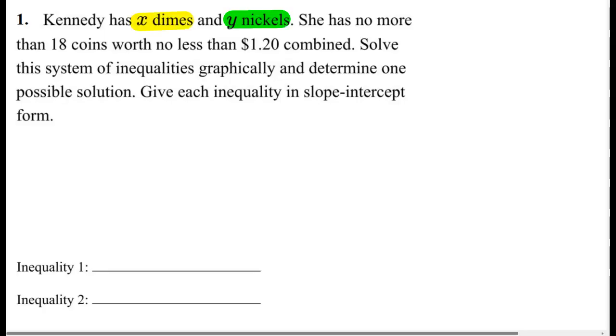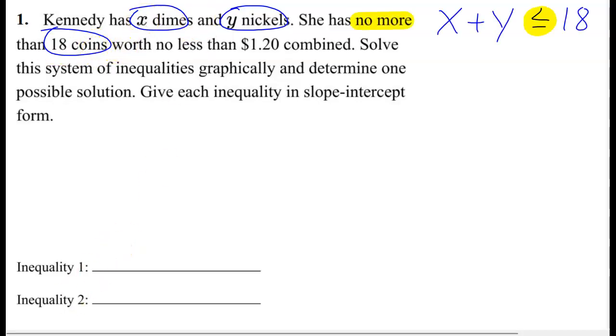All right, so what we want to do is we've got X for the dimes, Y for the nickels, and we know there's going to be a number of coins, 18 coins. So we're going to say X plus Y is less than or equal to 18 because it's 18 coins. The reason we say less than is because it should be no more than 18.